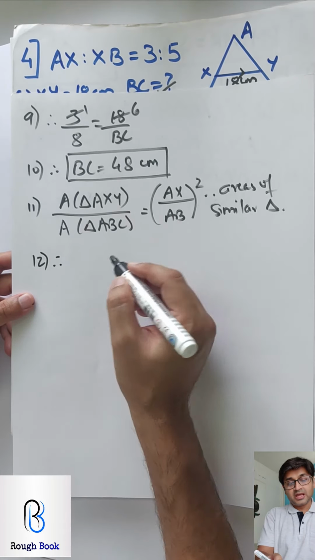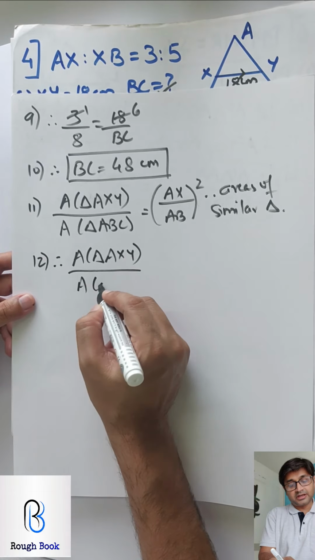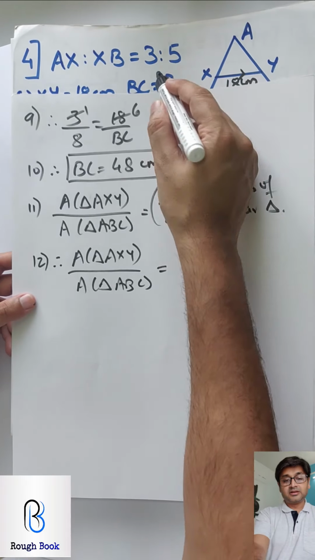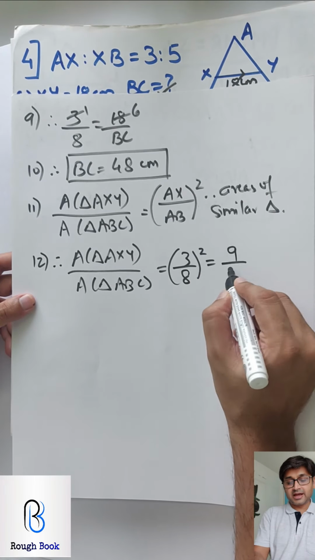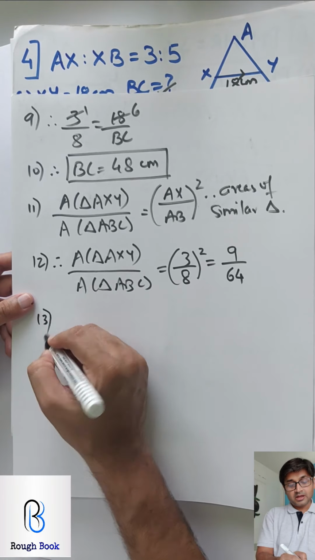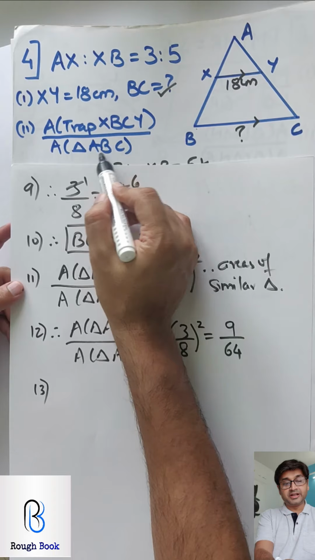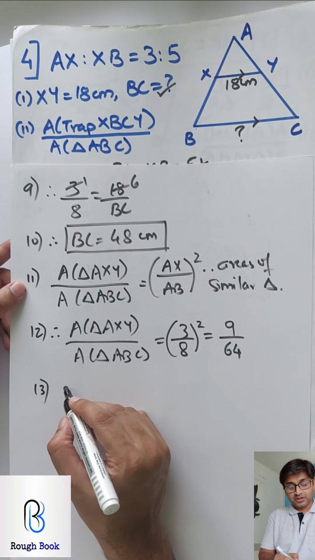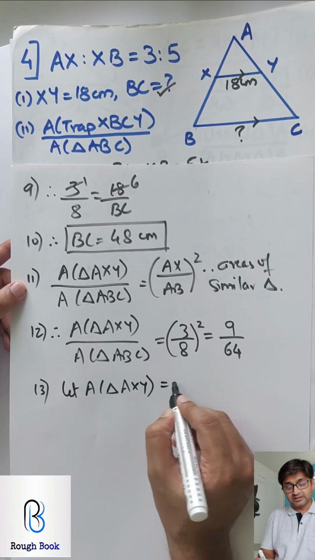So, area AXY upon area ABC. AX is 3x, so 3, and AB was 8, squared, so 9 by 64. Now AXY is 9 and ABC is 64, but you need ABC, you don't need AXY. What you need is the trapezium. So you can say let area of triangle AXY be equal to 9.